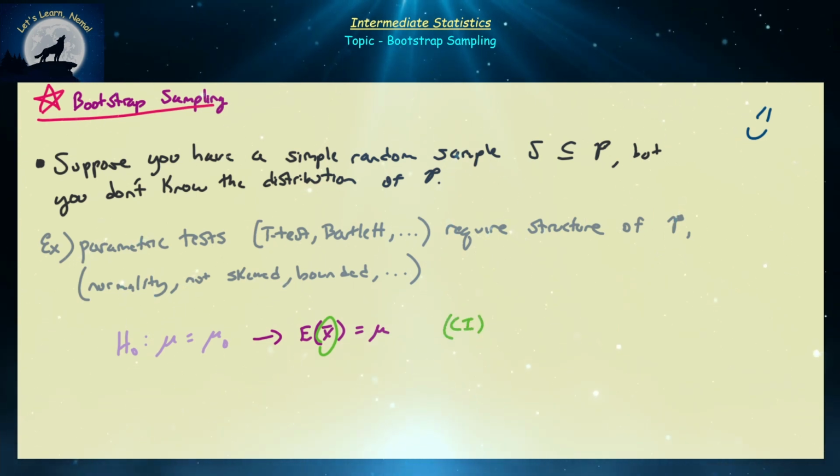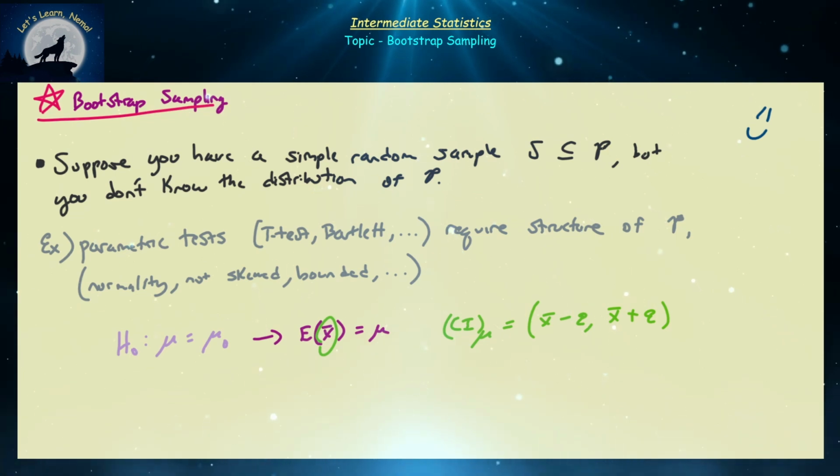So usually we have a confidence interval for the mean of the structure x bar minus some margin of error and x bar plus some margin of error, and usually that margin of error takes the structure of a critical value times the standard error of the estimate, maybe a finite population corrector, maybe some other things as well.